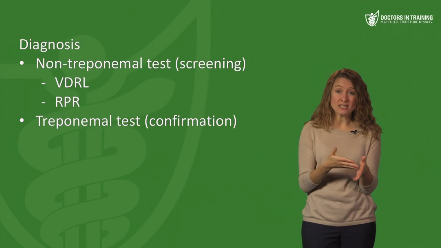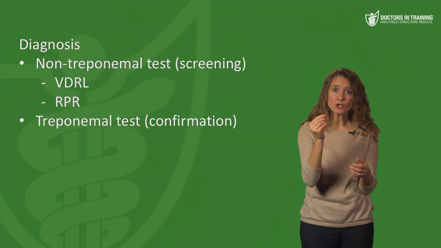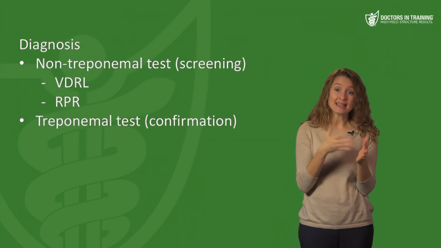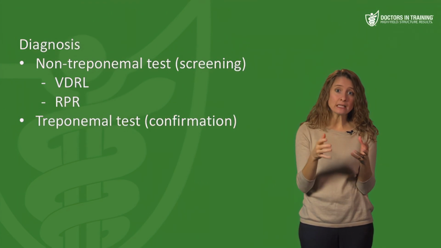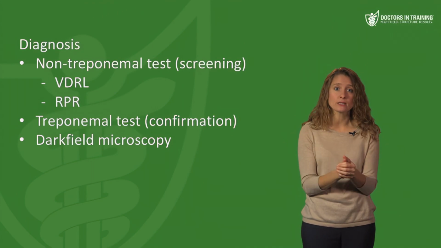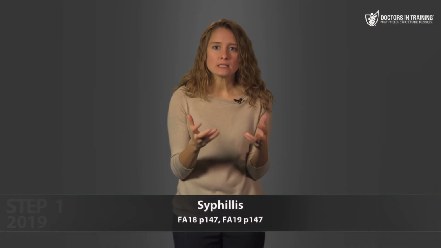However, if your patient does have an active chancre, that initial ulcer is probably teeming with these treponemes. And in that case, you can immediately get a sample and use dark field microscopy to get a quick diagnosis. So how do we treat syphilis?